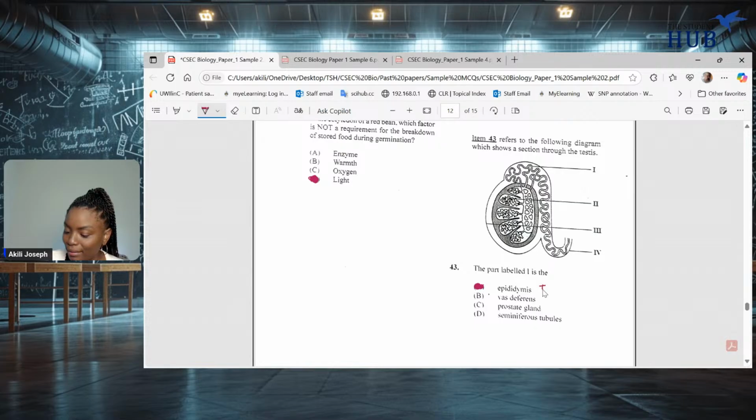1 is the epididymis. 2 is the seminiferous tubules, where sperm is going to be made. 3 is going to be the scrotal sac, not an option here. The scrotum, or your scrotal sac. And 4 is going to be your sperm duct or your vas deferens. The prostate gland is not being shown here.